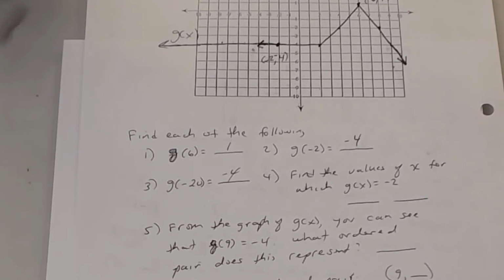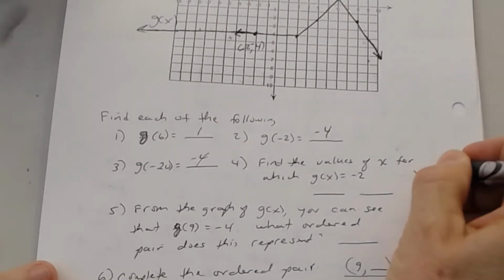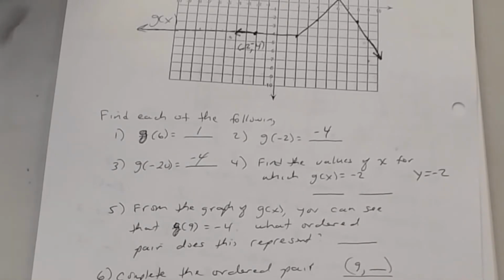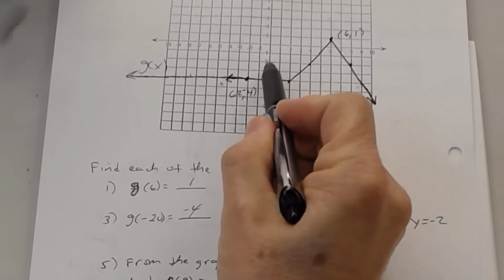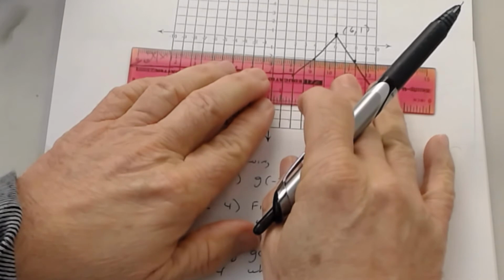So then number 4 asks you, what's the values of x for which g of x is negative 2? Now remember, g of x means the same thing as what? Y. So you got to think, well, y is negative 2, and I'm asking for what is the x value. This is where you may want to use your straight edge. So when I look at y equal negative 2, you see y equal negative 2 is right here, right? So I'm going to do my straight edge right here.